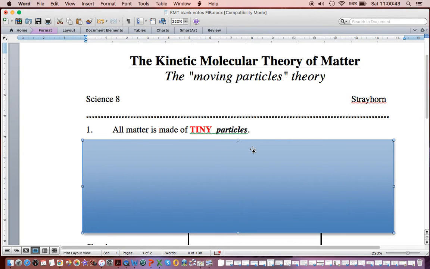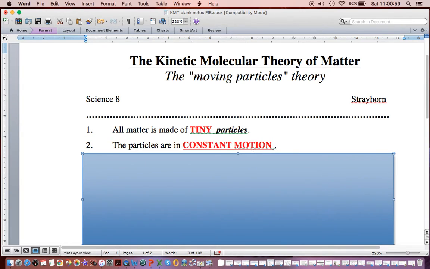And when we say tiny, we mean incredibly tiny. We're talking about particles that are submicroscopic. You could not see them with a microscope. They might be in the order of something like 1/1000th of a meter in diameter. The particles are in constant motion, so even if we look at a solid and it looks like nothing's going on, we're saying those particles it's made of are moving around.